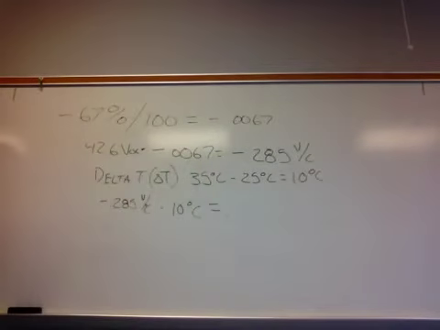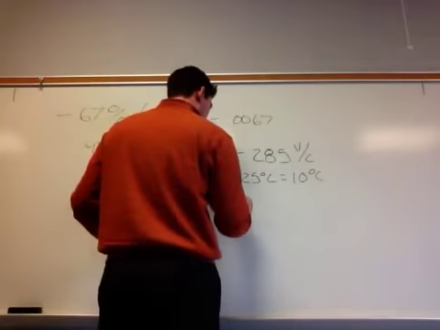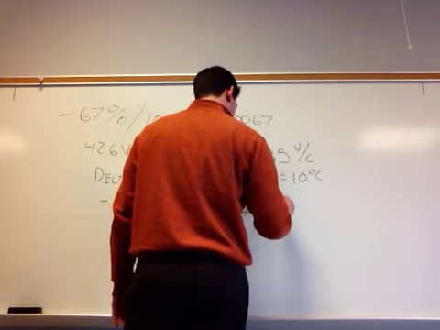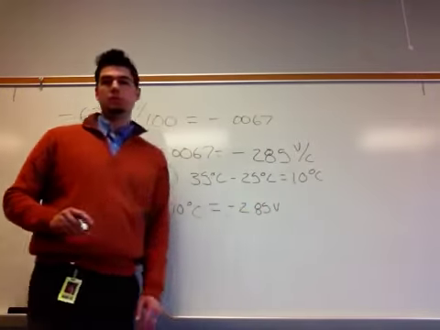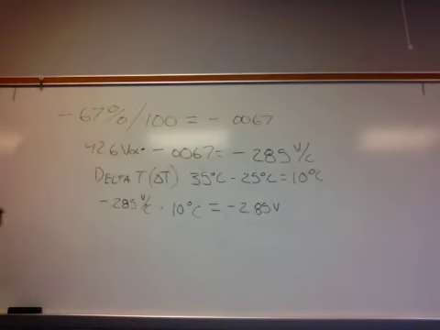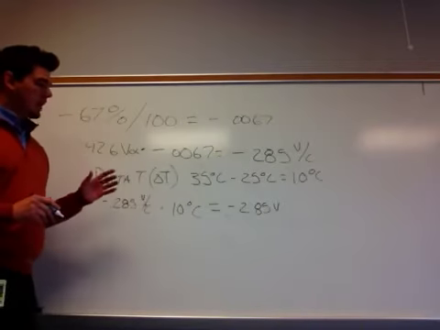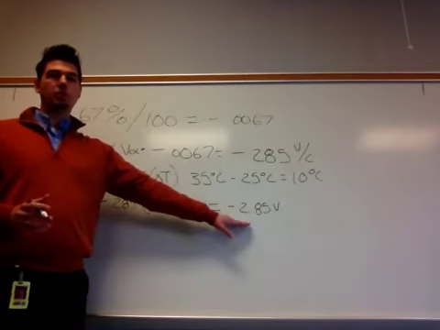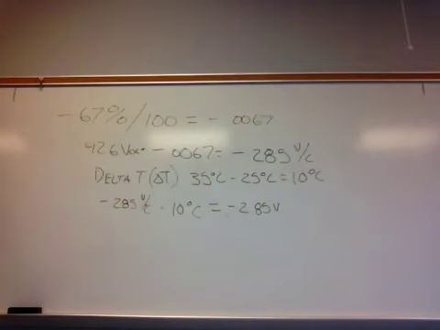So negative 0.285 times 10 degrees, and I always do it just to double check. That's going to be a negative 2.85 voltage change. So what does that mean? That means in this situation, every time the temperature goes up, I'm going to lose voltage. Okay?